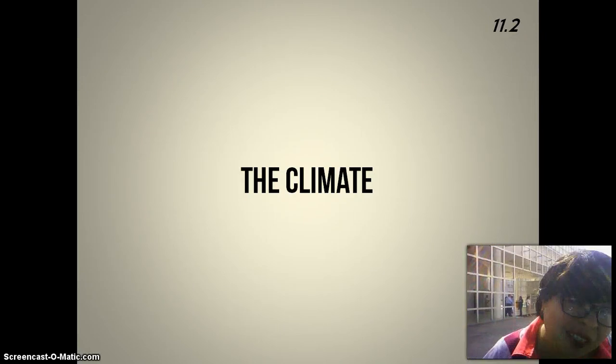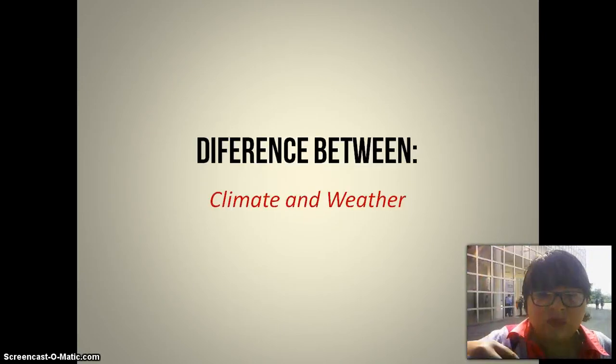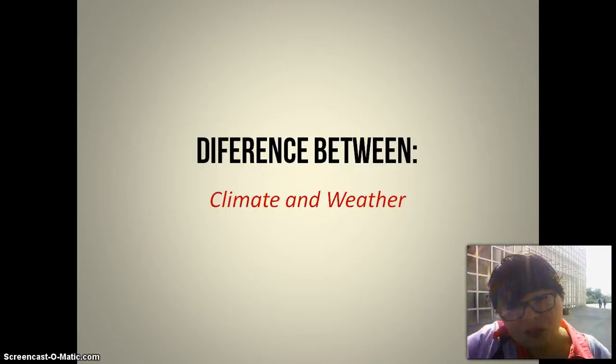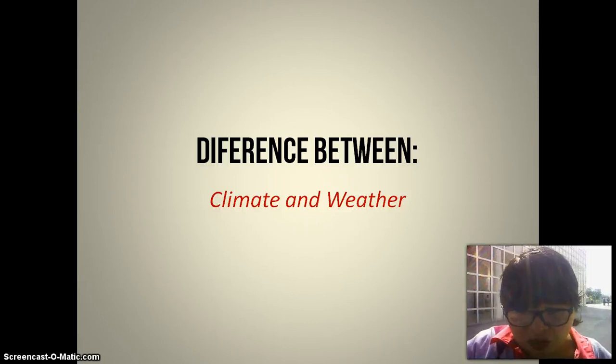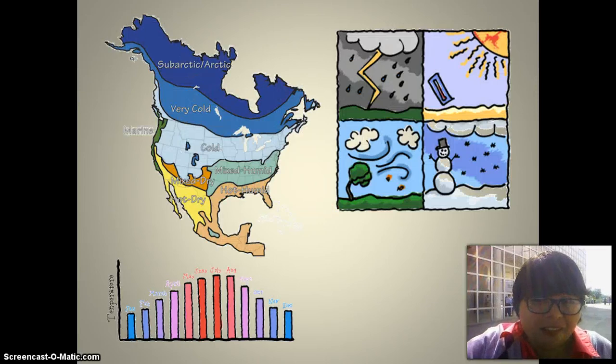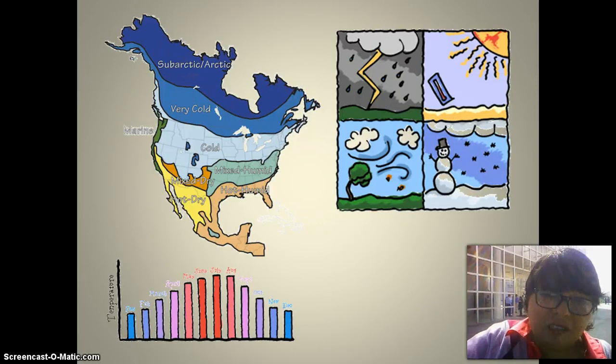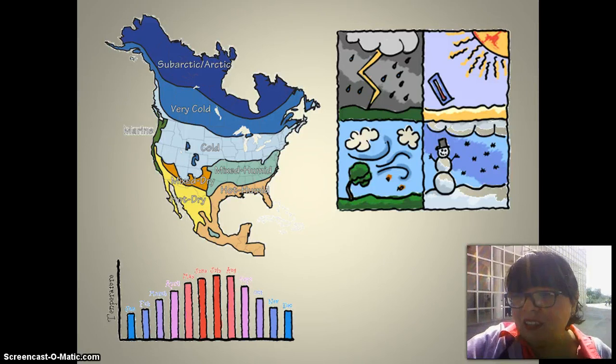Right up next we have the climate. People get confused between climate and weather. First off, climate, like in these images, is a part of a continent that has a certain type of weather, and that weather has been continuous over the years. It could be 100 years and the weather is always going to be arid or really warm.